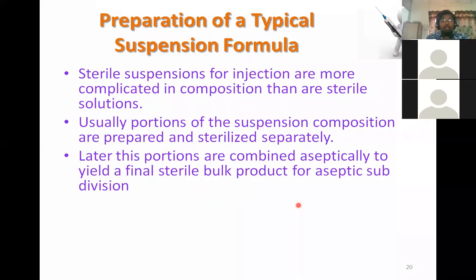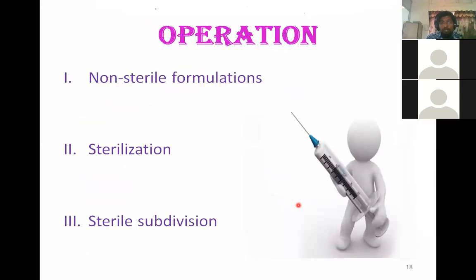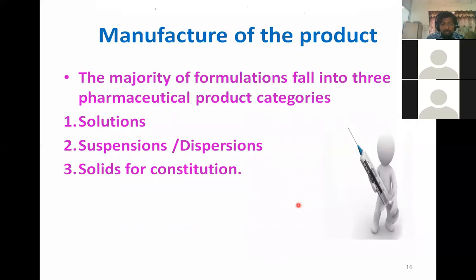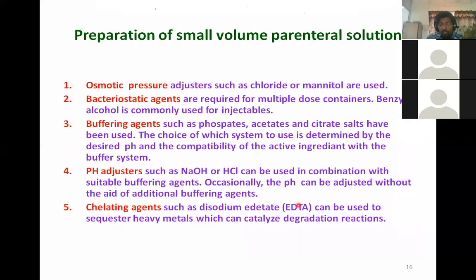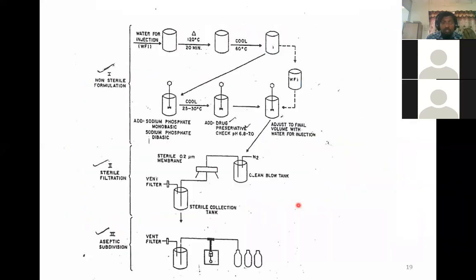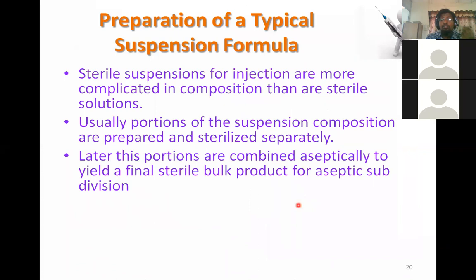So, preparation of typical suspension formulations. As we discussed, three types of formulations are there: non-sterile formulations, I mean solutions, suspensions, solid reconstitutable suspensions, or solid reconstitutable parenterals. Now we will see how suspension formulations of small volume parenterals are prepared.